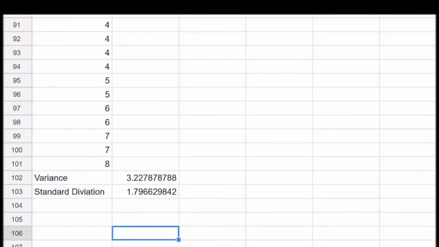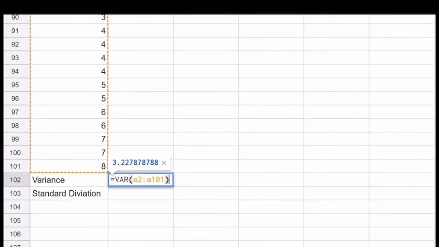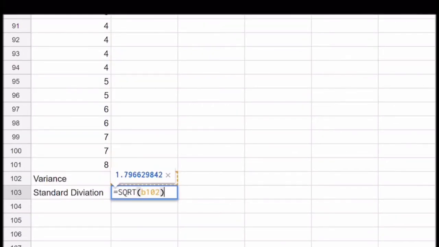To calculate standard deviation and variance in Excel, list each different piece of data in a separate cell. Enter the variance formula, which is equal sign VAR for variance, and then in parentheses your range of data. In this case, it was A2 to A101. To find standard deviation, I took the square root of my variance cell using SQRT, which is square root, and then parentheses with the variance, which was B102. But you can also use the standard deviation formula for this.